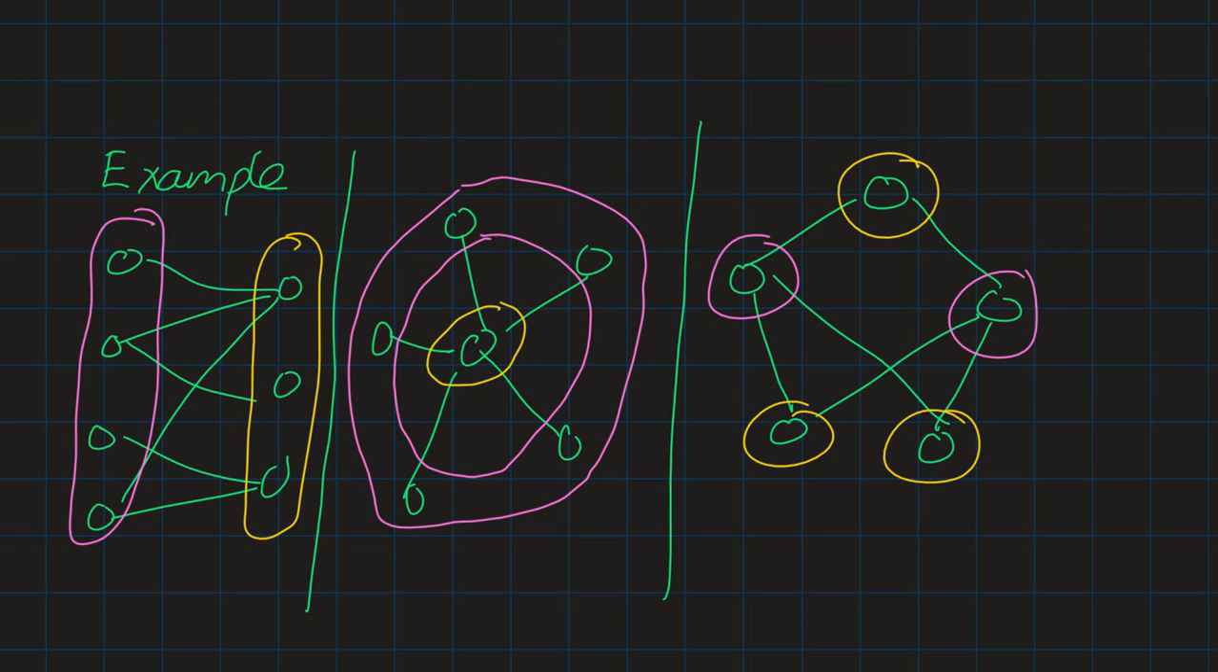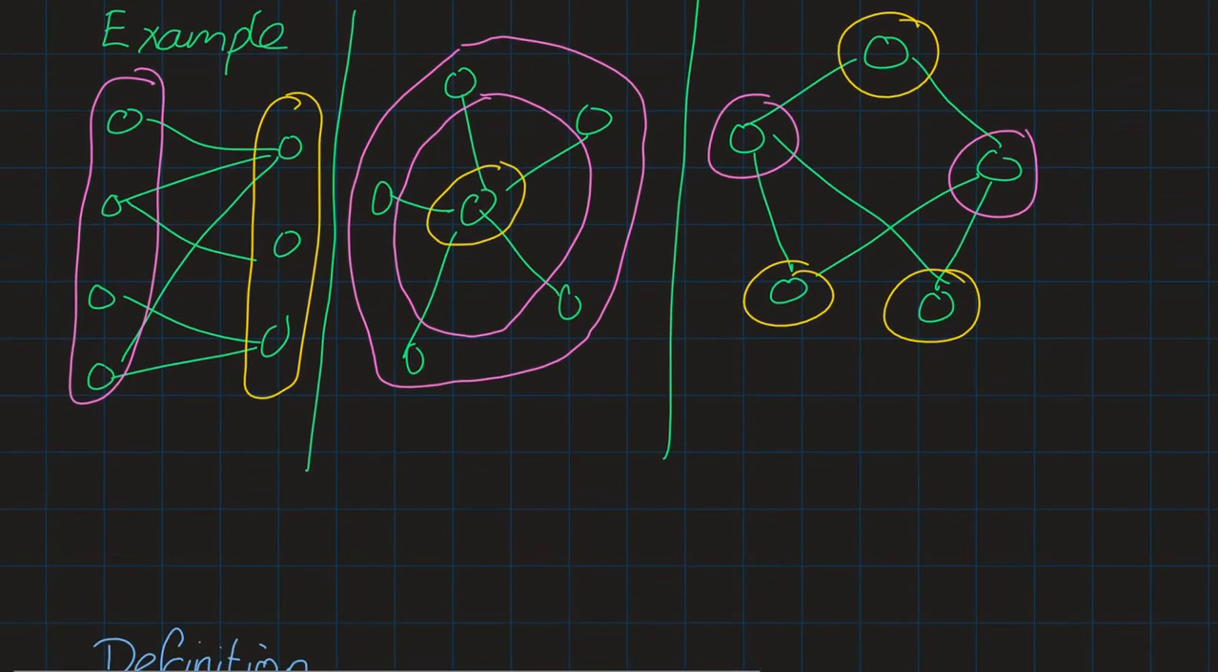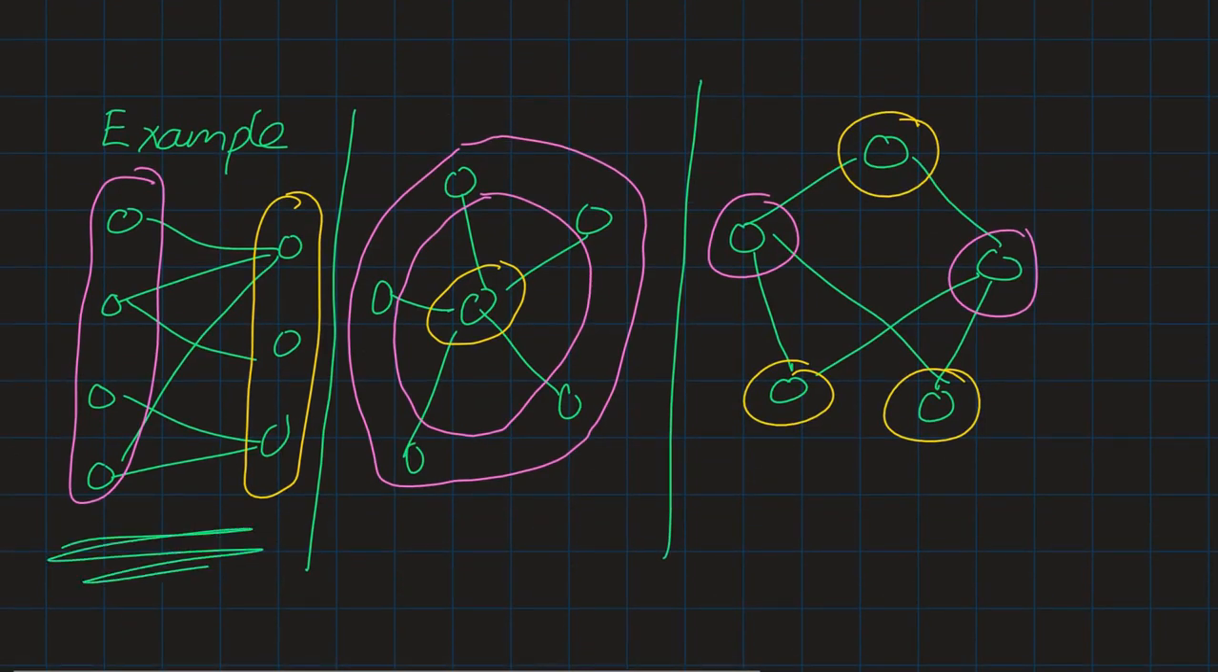The point I'm trying to really drill into your heads is that it's not always obvious if a graph is bipartite. The nicest way of representing a bipartite graph is like this. You can put the pink vertices on the left and the yellow vertices on the right, and it's really clear what's going on. But it's not always as simple as this. Sometimes the graphs look more complicated. So these are bipartite graphs.